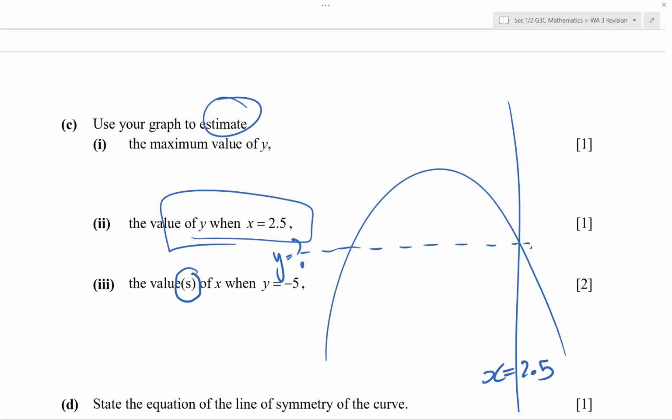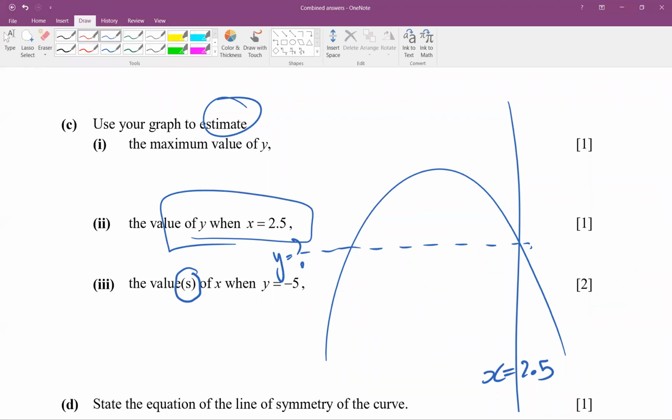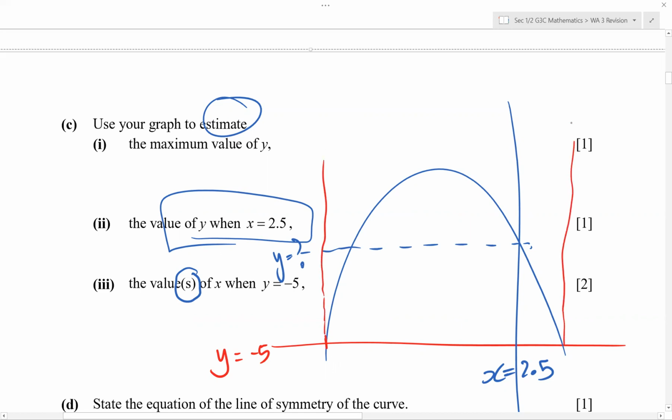In this case, it is when y equals -5. Let me change color. When y is equal to -5, obviously near the bottom, you will see that the straight line cuts the curve at 2 points. So this is one value of x, this is another value of x. What is x1, x2? There are 2 values.